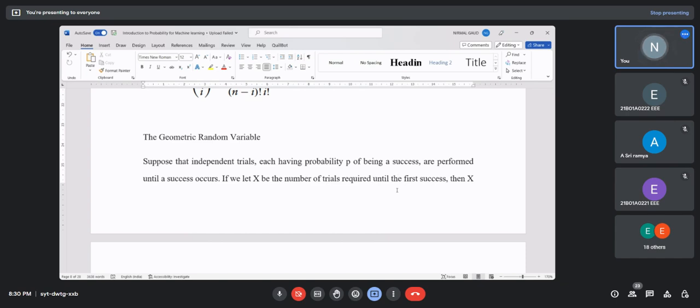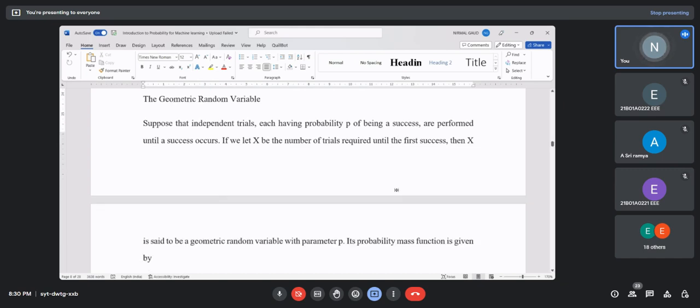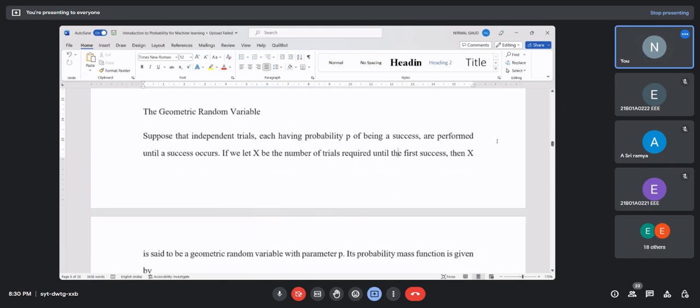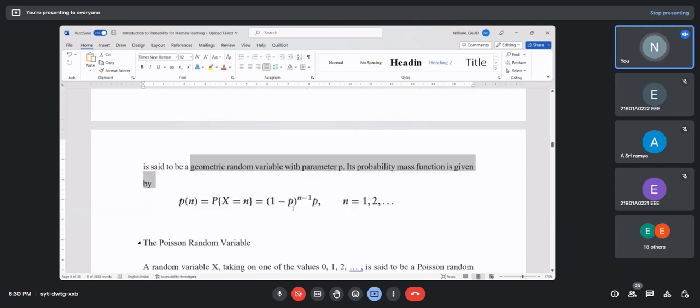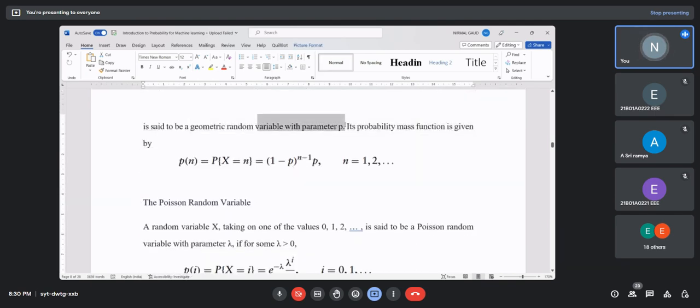That's a success. But if it happens that in the first attempt you failed, in the second attempt you failed, in the third attempt you failed, and you got success in the fourth attempt, then you are going to apply the geometric random variable x. It is said to be a geometric random variable with parameter p if the probability mass function is given by P(X equals n) equals (1 minus p) to the power n minus 1 into p. That means 1 minus p is your failure, and it took n minus 1 attempts of failure, and after all those failures, you succeeded. p is the probability of your success.